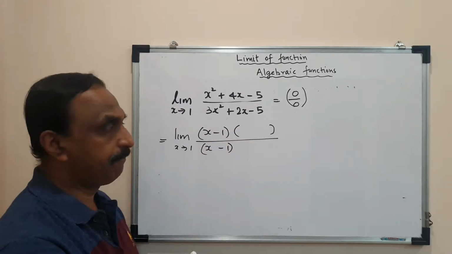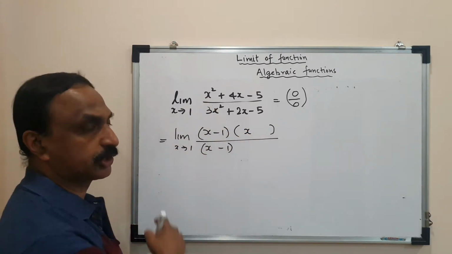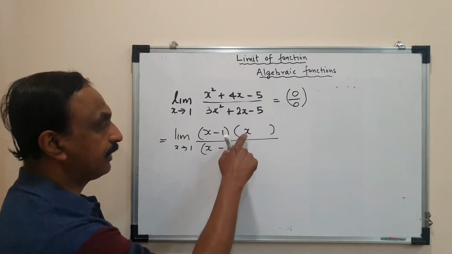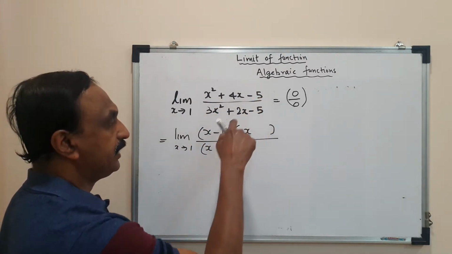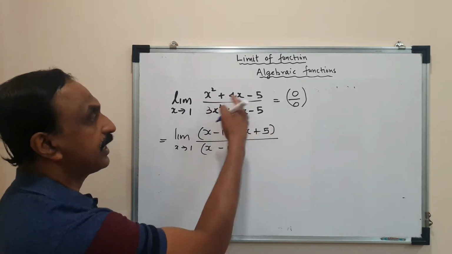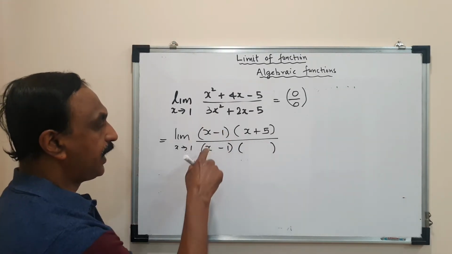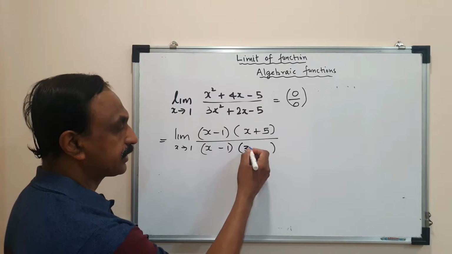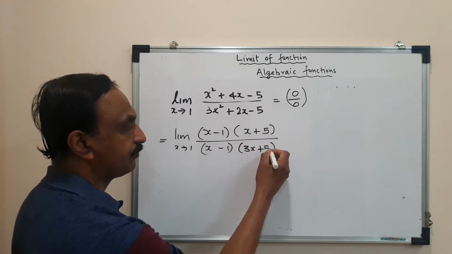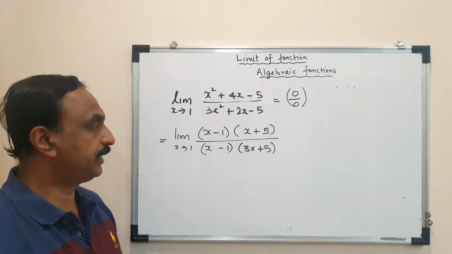So naturally, the factor here will be linear. The first term here will have x. X into x will give you x squared, or you can do it like this: x squared divided by x will give you x. Minus 5 divided by minus 1 will give you plus 5. If you expand this, naturally we'll get the same terms. Same way here, 3x squared divided by x will give you 3x. Minus 5 divided by minus 1 will give you plus 5. Now we have got a common factor between numerator and denominator.